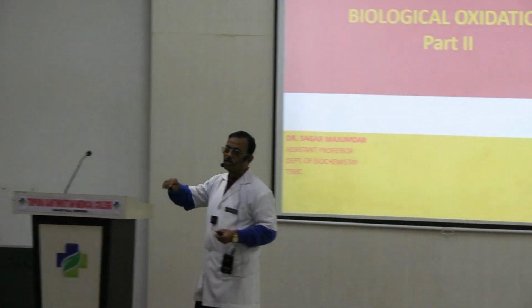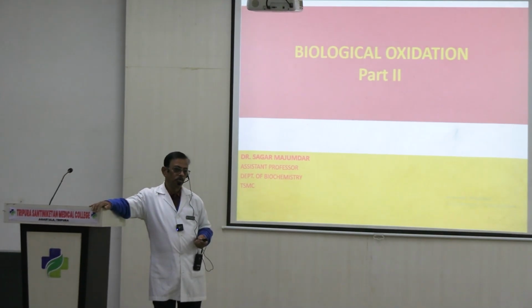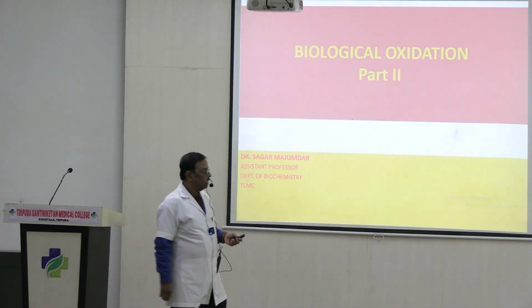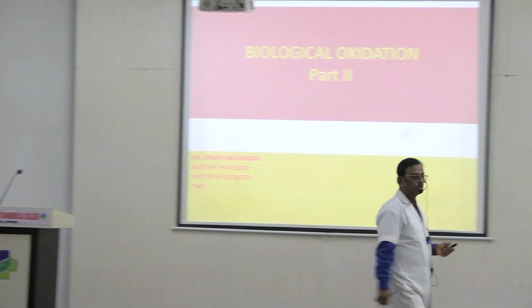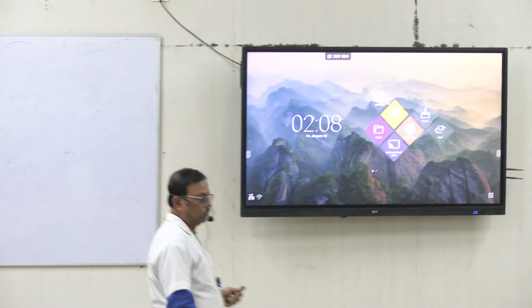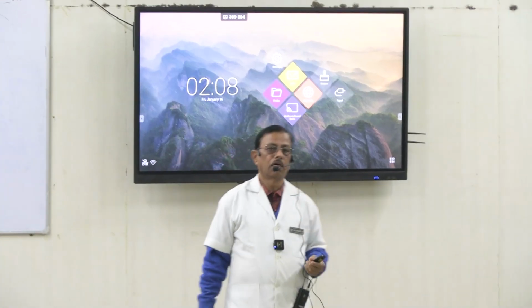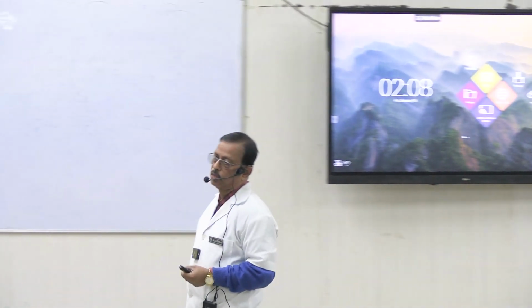In last class, we have studied biological oxidation. Biological oxidation is comprised of electron transport chain and mainly oxidative phosphorylation.